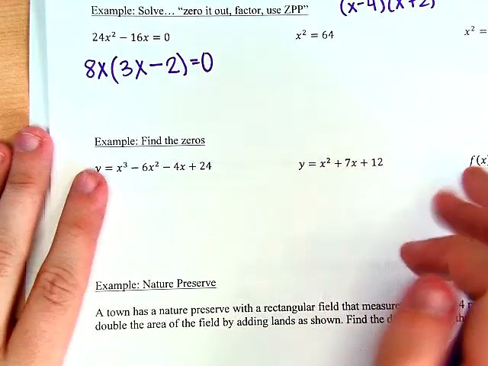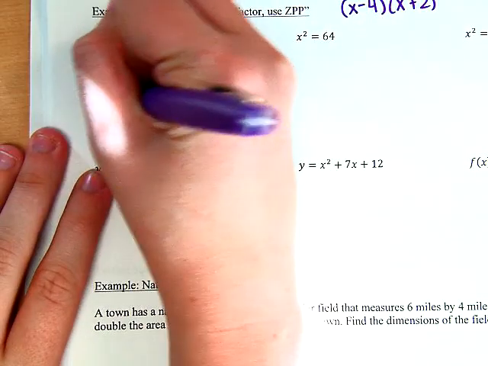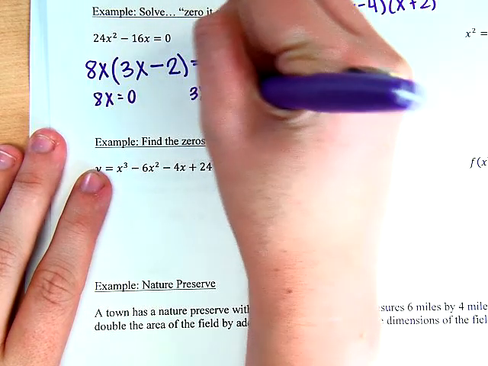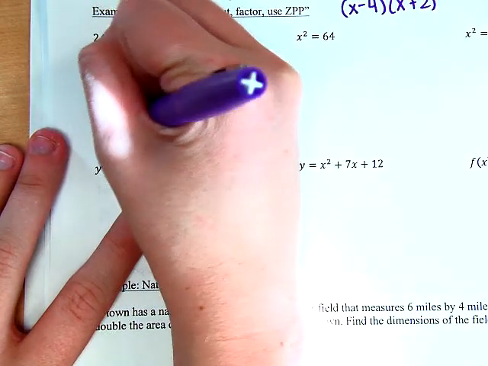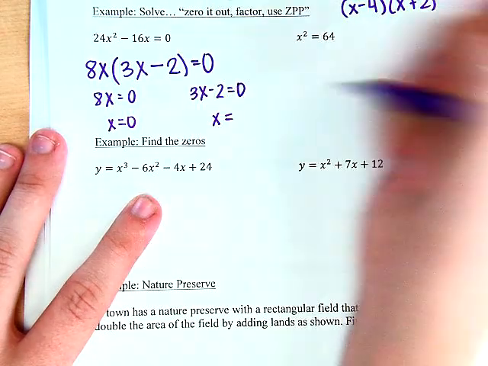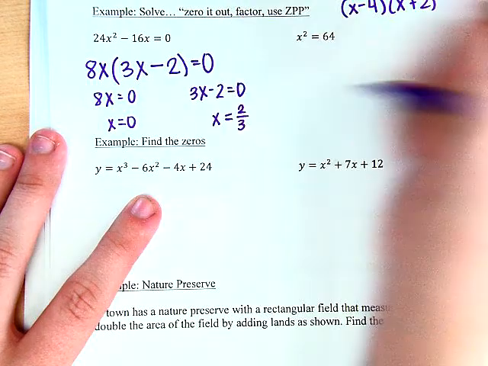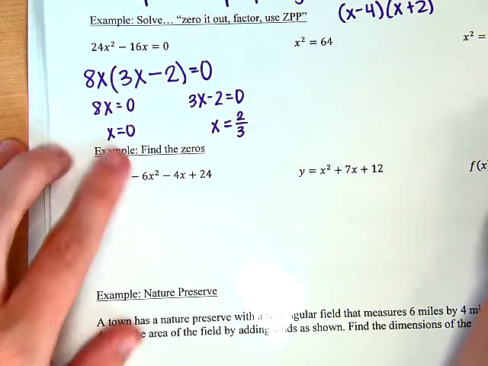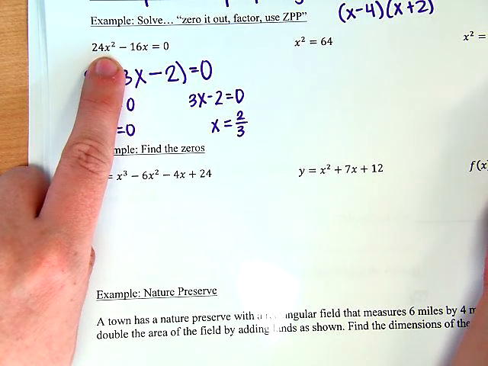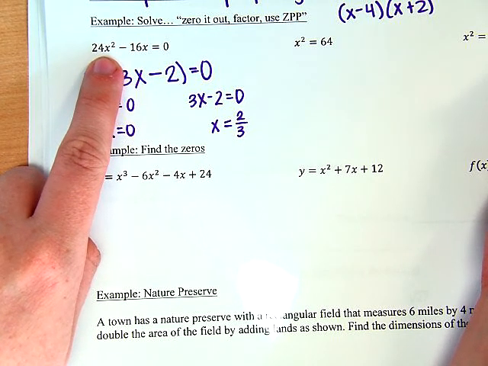Now when we do this, we have two different parts that are equal to 0. So we have 8x equals 0, and we have 3x minus 2 equals 0. So when I solve this, this one I get x equals 0, this one I get x equals positive 2 over 3. Those are my two answers. You can tell there's two answers because it's got the x squared. If it's an x squared, there's always going to be two answers.